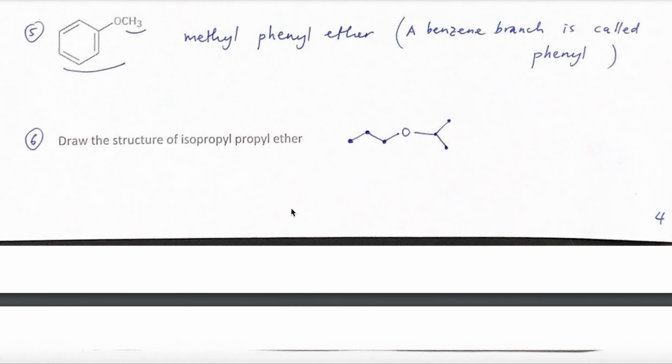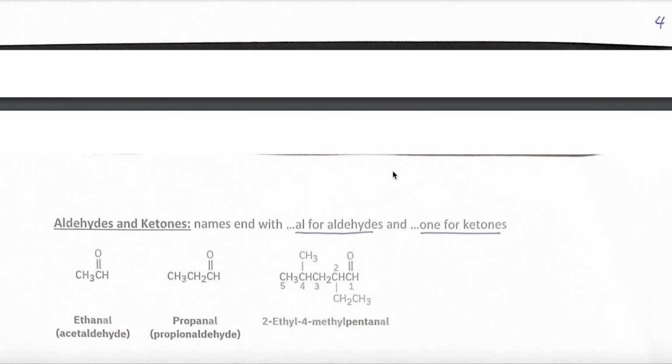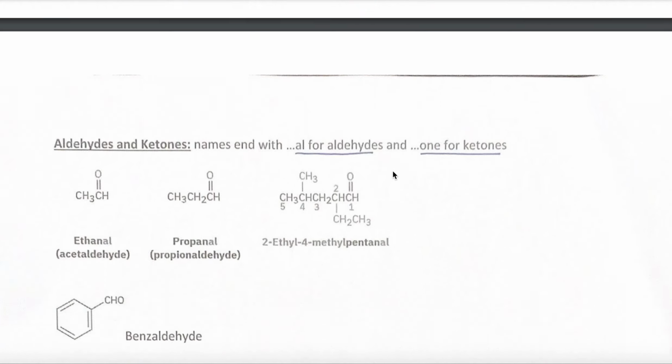And number 6 asks us to draw the structure of isopropyl propyl ether. Propyl is 3 carbons in series. Iso is connected in the middle. Okay. All right, we good, everyone, so far?